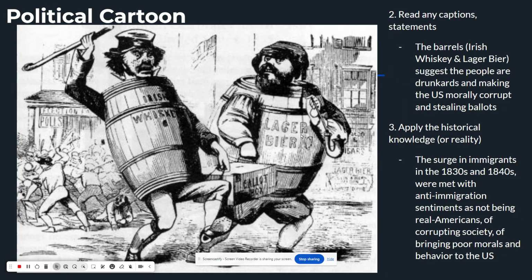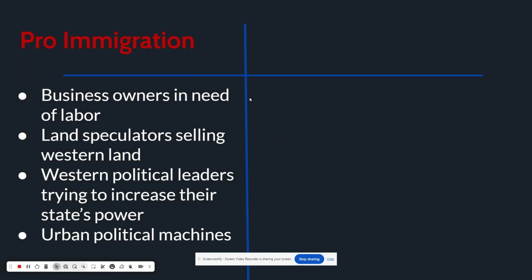So what does that mean, right? The barrels, the fact that they're labeled and they're wearing them as clothing suggests that these people are drunkards and making the United States morally corrupt. And what are they doing? They're sneaking away while there's a riot going on, meaning that they're stealing ballots. There's an accusation here that they're not really American. And that's in response to the surge of immigration that's happening in the 40s and 50s and also the 1830s. There's real anti-immigration sentiment as not being real American, of corrupting society and bringing poor morals to the US.